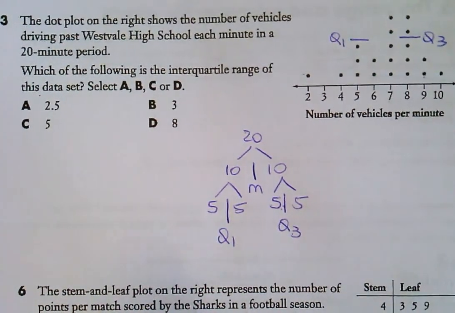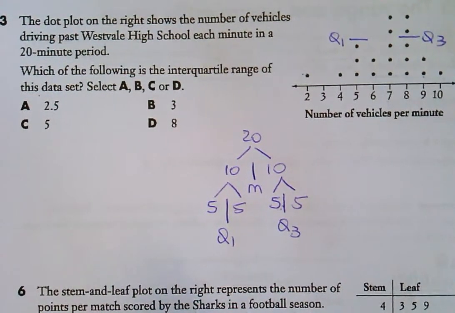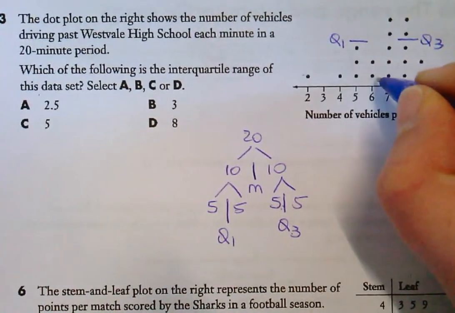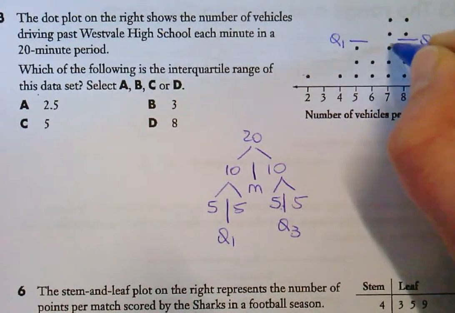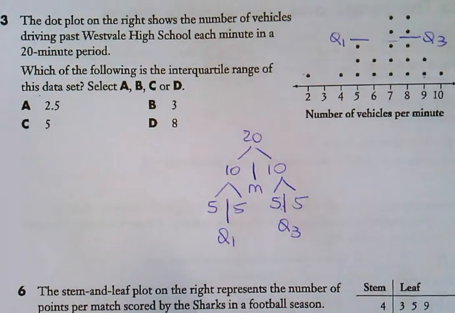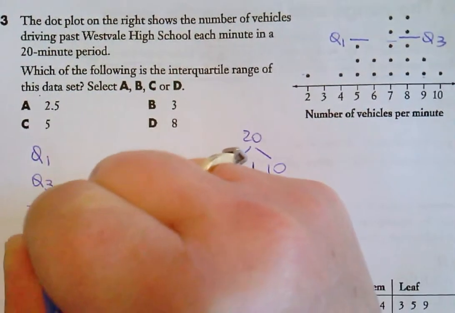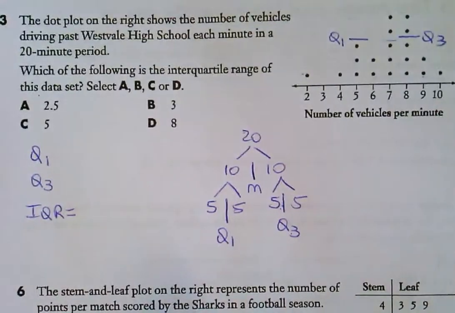Why did I count from the bottom up? Because I'm going forwards, right? Okay, so there's Q1, there's Q3. If I wanted, I could go 1, 2, 3, 4, 5 and stick my median in, but I don't have to. So girls, what's Q1, what's Q3, and what's IQR, the interquartile range?